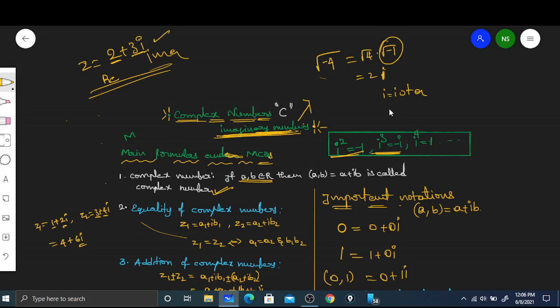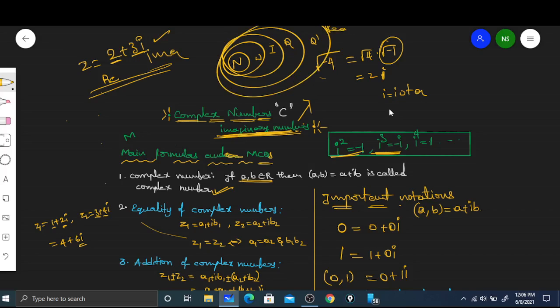Let us recall: natural numbers, then by adding 0 we get whole numbers, then by adding negative numbers to that we get integers, then rational numbers, then irrational numbers. Rational and irrational together are real. Then imaginary numbers will come, they are separate. The combination of real and imaginary is complex. Of course, every real number we can write as a complex number.